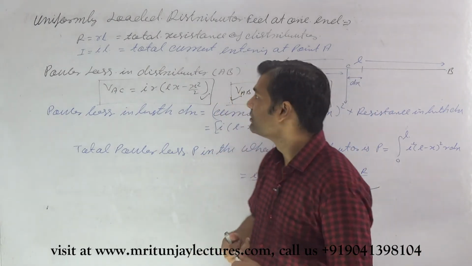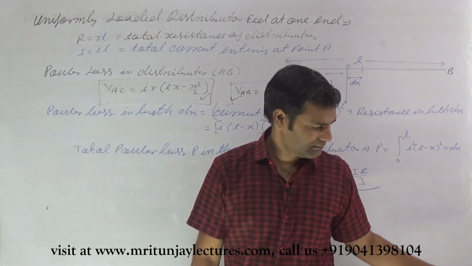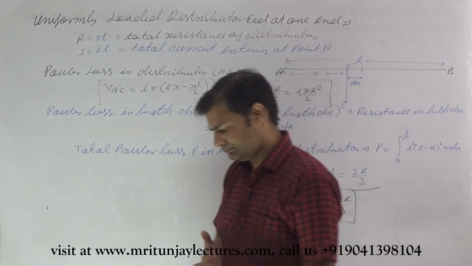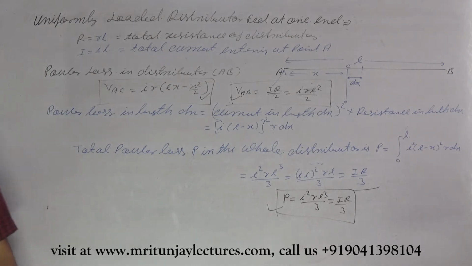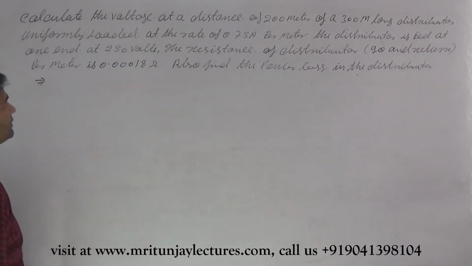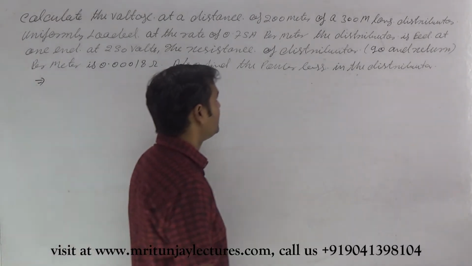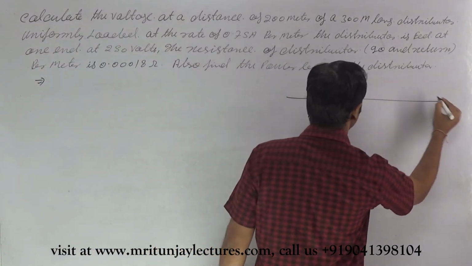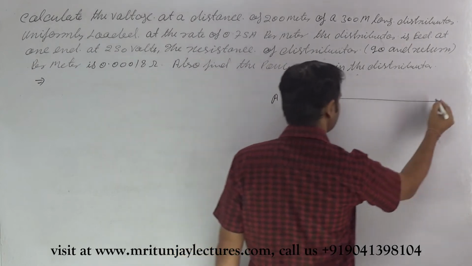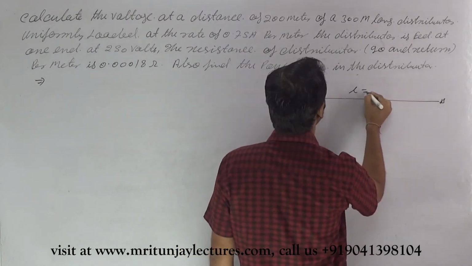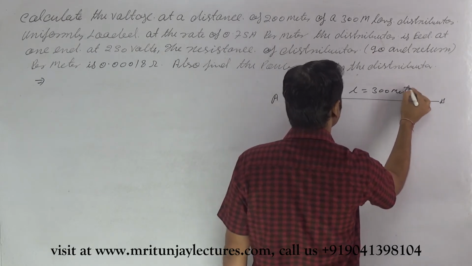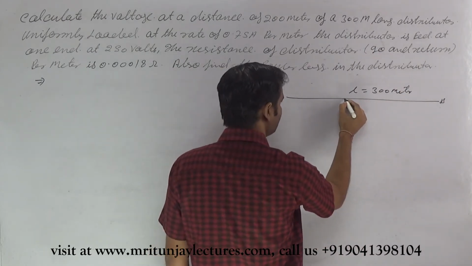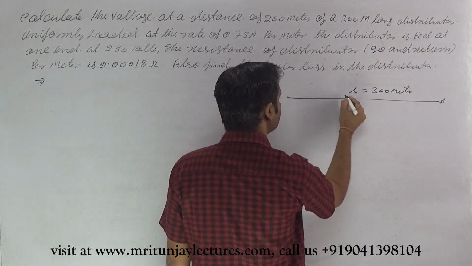Okay, clear? Now corresponding to the question, calculate the voltage at a distance of 200 meter. So this is A and that is B, of a 300 meter long. Okay, that is our motto corresponding to here, that is C point.